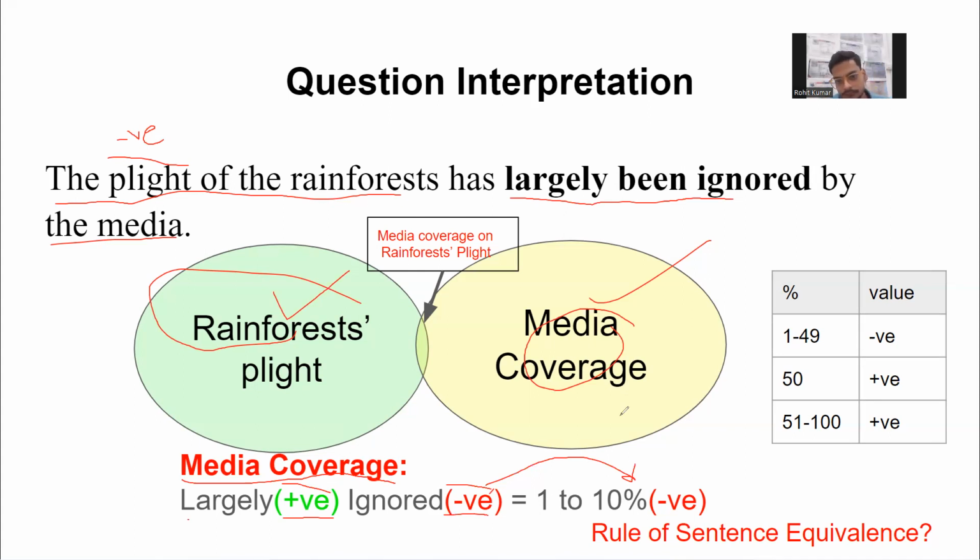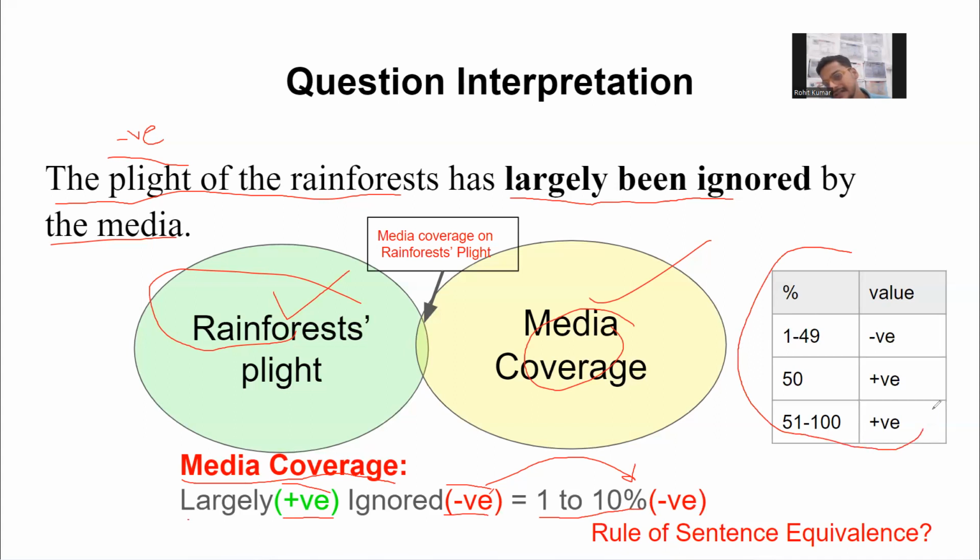Now, let's understand this. Largely ignored. Largely is a positive word, ignored is a negative word. So obviously the outcome is also going to be negative. That means media coverage is largely ignored, so media coverage is going to be very, very little. And let's see this chart of negativity and its relevance to percentage.